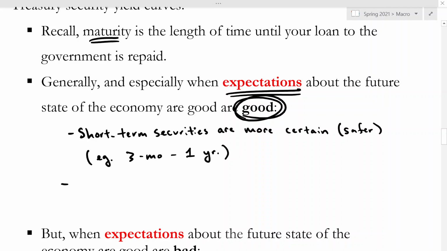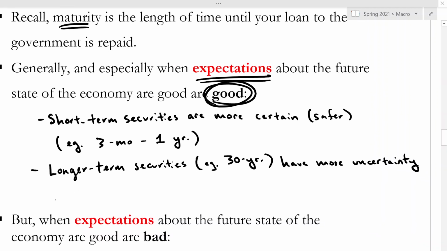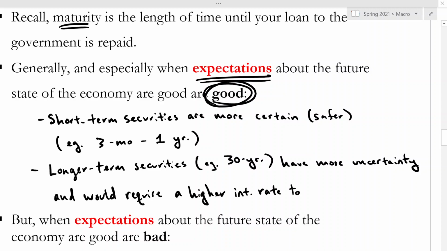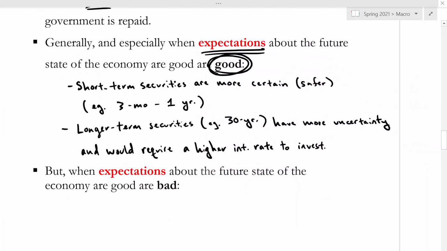And also, during times when expectations about the future are good, longer term securities, for example, 30-year government bonds, have more uncertainty, and would require a higher interest rate to invest. Because uncertainty is risky. So if it's more uncertain, it's more risky, and it would require a higher interest rate to invest in it. All right? So that's hopefully pretty straightforward.